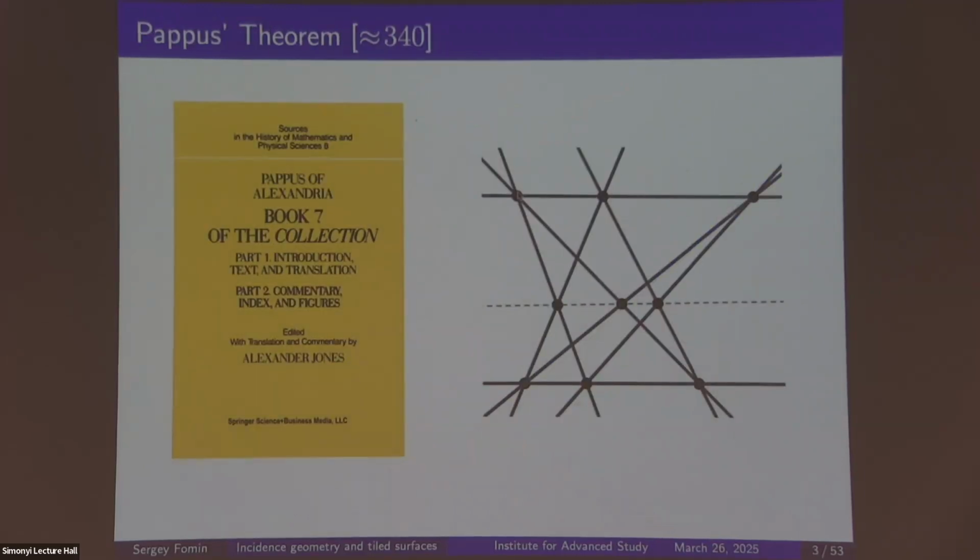The first and oldest theorem of linear incidence geometry goes back 1700 years, was probably already known to Euclid, but it definitely appears in the work of Pappus of Alexandria. And what it says is that if you have 2 lines and you pick 3 points, so any 2 lines, pick any 3 points here, any 3 points there, then connect them in the way shown in the picture, then these 3 intersection points will lie on a line. So that's the Pappus theorem.